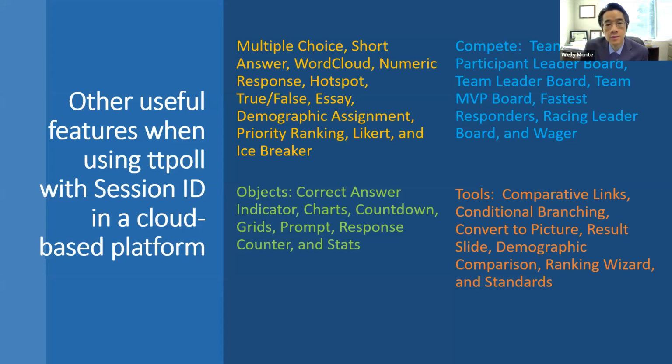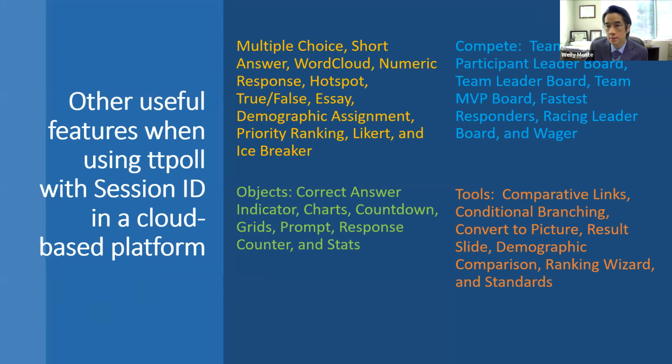Other useful features that you can use if you are a user of Turning Point: multiple choice, short answer, word cloud, numeric response, hotspot, true and false, essay, demographic assignment, priority ranking, Likert, and icebreakers. These are things that we didn't necessarily go into in this short presentation, but they're all now fully capable. The objects you can have are correct answer indicators, chart, countdown, grid, prompt, response, and stats.